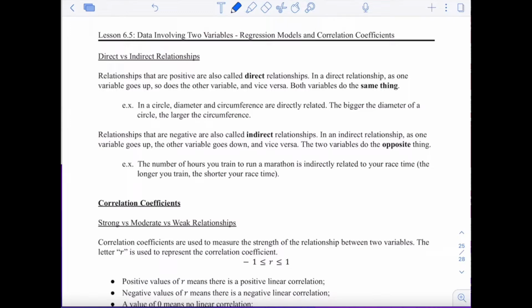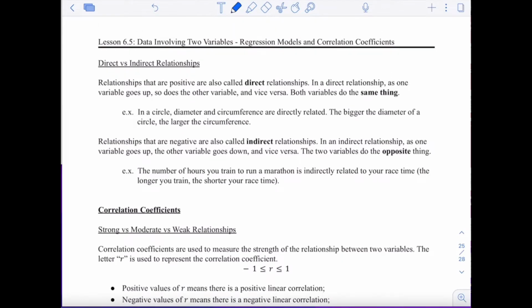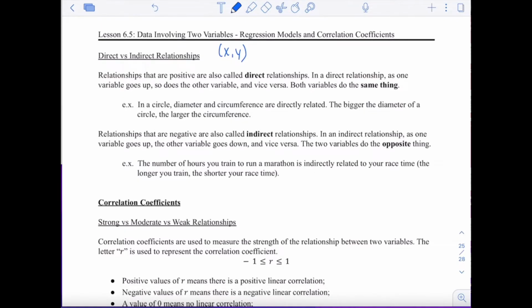We're going to continue to talk about data involving two variables, and remember, when we talk about data involving two variables, that is simply an ordered pair XY, where X and Y have a relationship to each other. And then we talked about, in a previous lesson, correlations and causality. So even when X and Y are highly correlated, it doesn't necessarily mean that X causes Y.